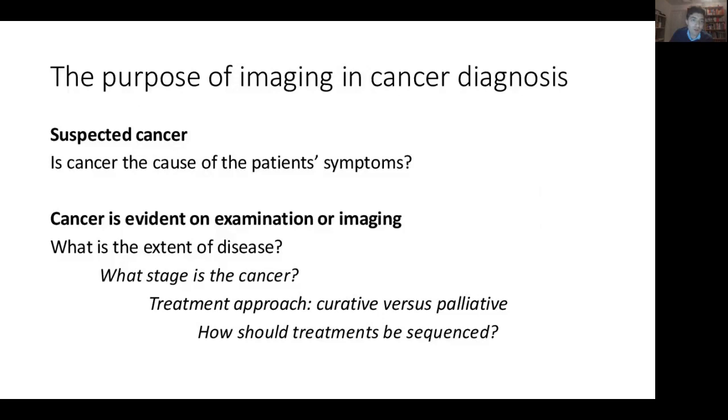Broadly speaking, we need to know, firstly, is the cancer causing a patient symptoms? For example, if a patient turns up to clinic with a long history of breast cancer but says that today she has backache, you need to know if it's cancer causing that or if it's just a long-standing musculoskeletal pathology. And secondly, is the cancer evident on examination or imaging or both? It tells you the extent of disease, therefore what stage is the cancer, therefore how to treat the cancer and what the treatment intent should be.